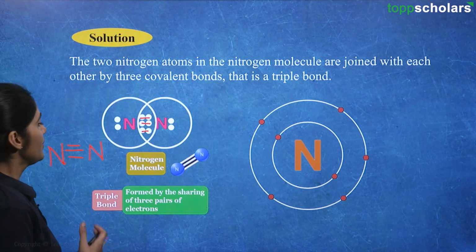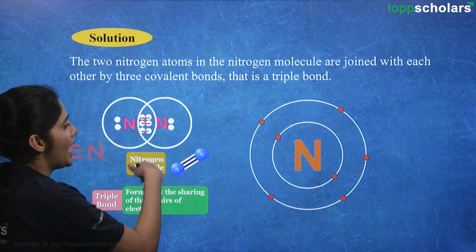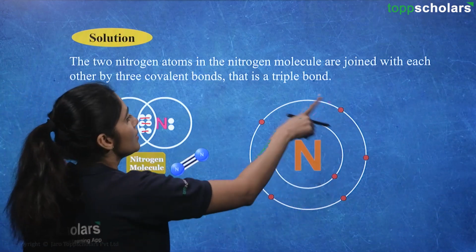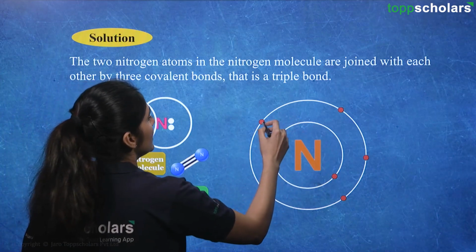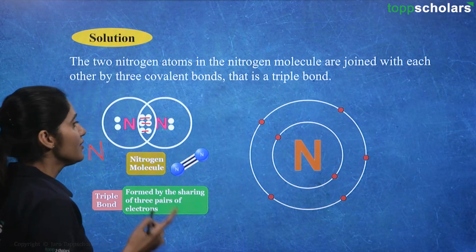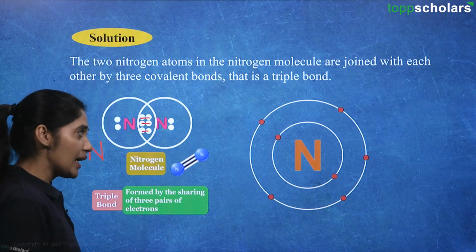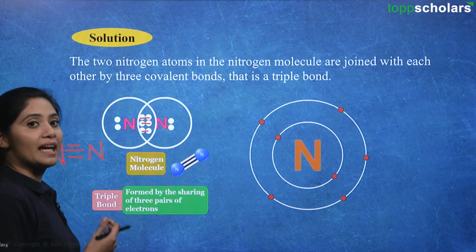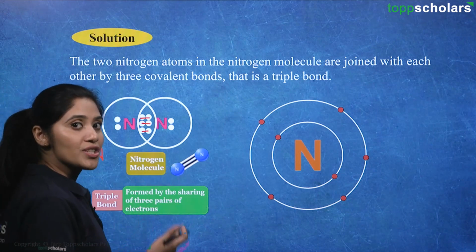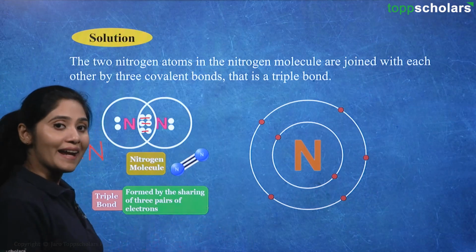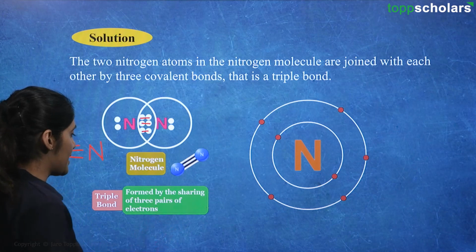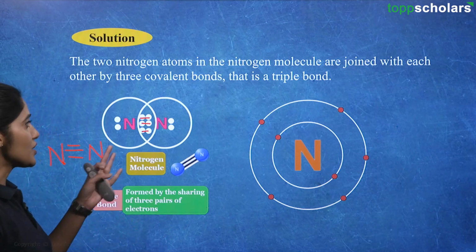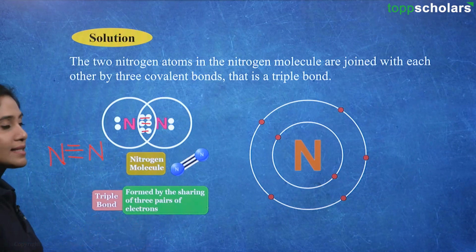So, this is how the diagram is, and this is the nitrogen atom. This is the last shell with the valency of 3 electrons. They share with another nitrogen atom to form a nitrogen molecule. So a triple bond is formed by the sharing of 3 pairs of electrons. So we can draw this diagram to answer this question.